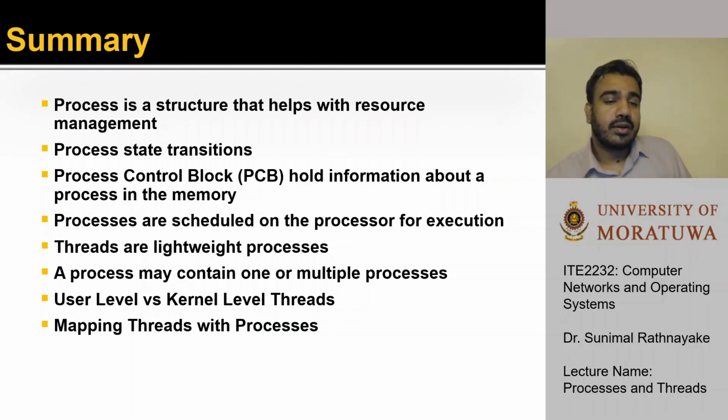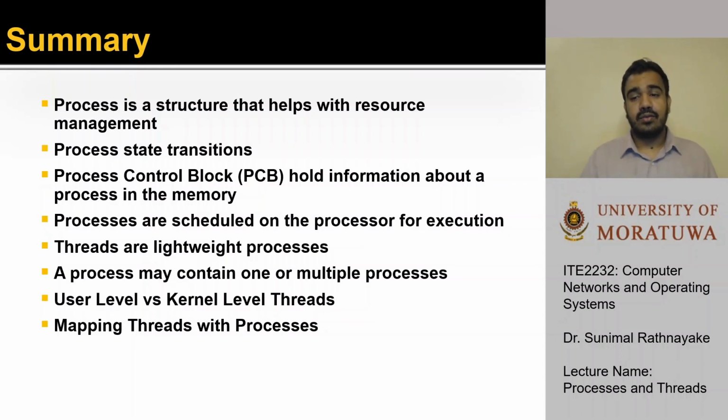Right. So we have come to the conclusion of today's week 2 lecture of the computer networks and operating systems course. We talked about processes and threads in today's lecture. The process is a structure that helps with resource management, and there are different state transitions. So we studied different state models, the 2-state, 5-state, and 6-state models that help us understand the state transitions. Then the process control block holds information about a process in memory, and the process is scheduled for execution. The exact scheduling process we will discuss in the next lecture.